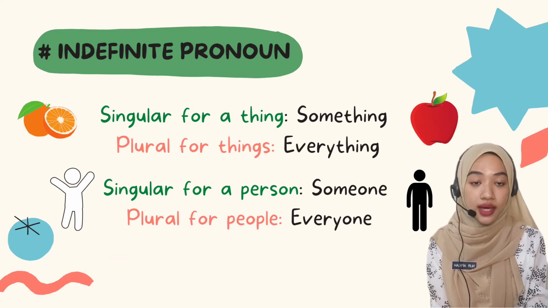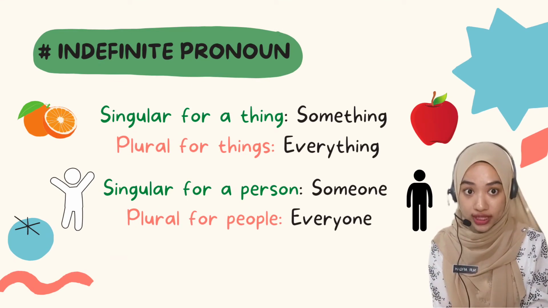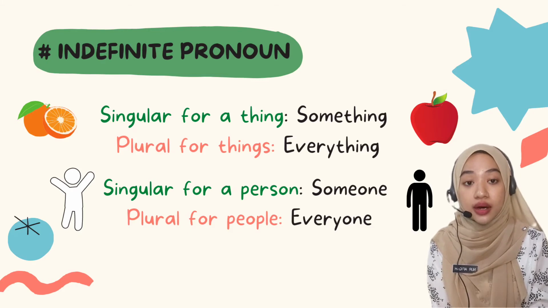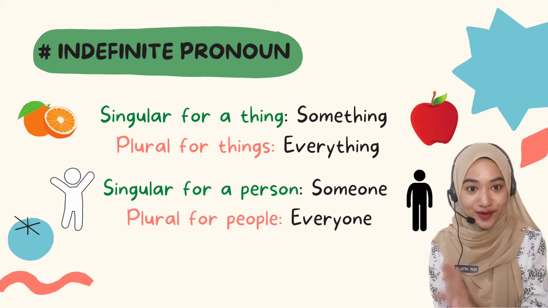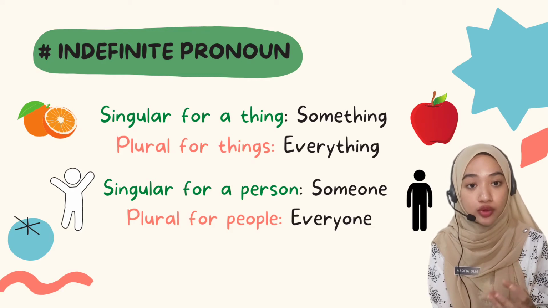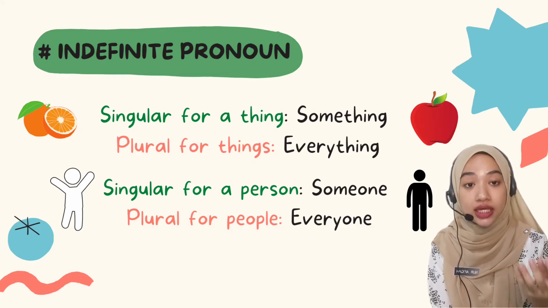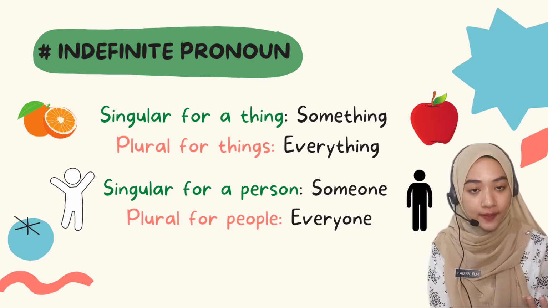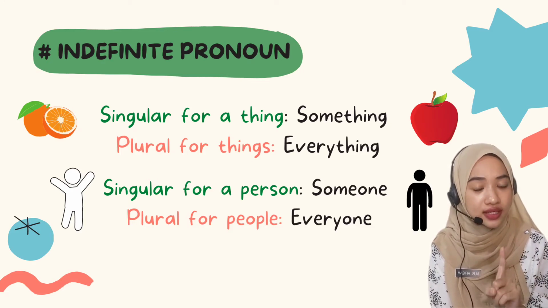So there are 4 indefinite pronouns that we are going to learn today. What are the differences between these indefinite pronouns? Let's take a look at the screen. The first one is something. Something is singular, to show a thing. Singular to show a thing, okay? Not people. Thing only, object.